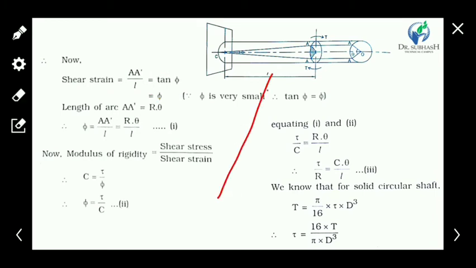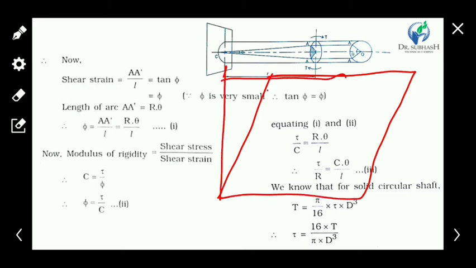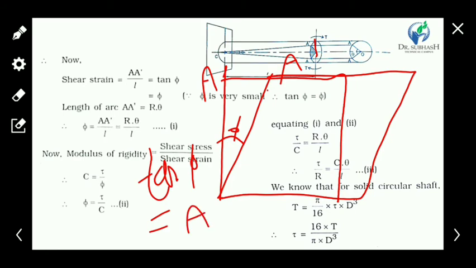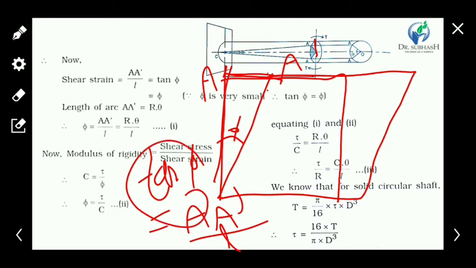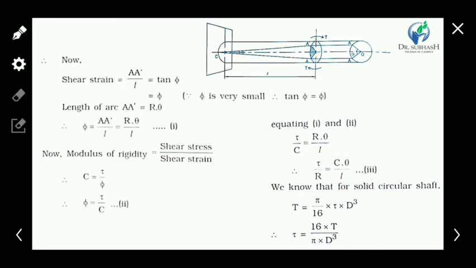According to these assumptions, this is the angle phi and A dash, and tan phi is equal to the deformation A A dash, the opposite side, upon the nearby side L. So tan phi is equal to A dash upon L. So shear strain is equal to deformation upon length, A dash upon L, and this is defined by tan phi.